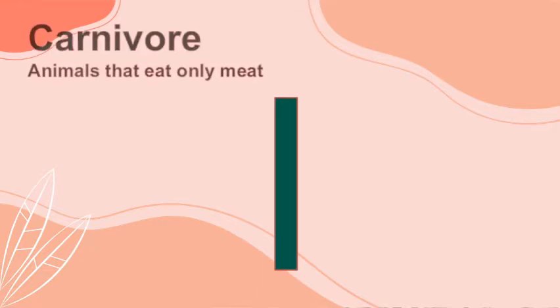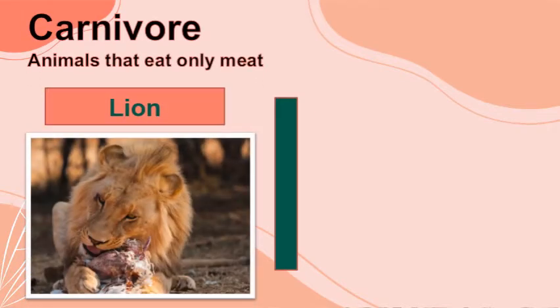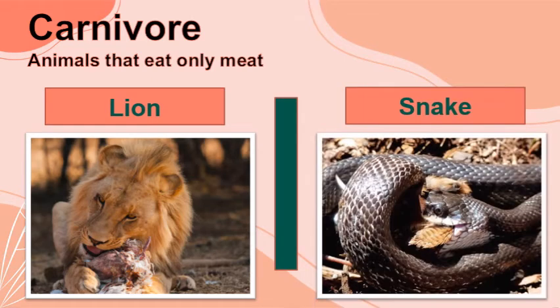Look at the pictures. We have here a lion eating a deer and a snake eating a chicken. Lions and snakes are called carnivores. They are animals that eat only meat.